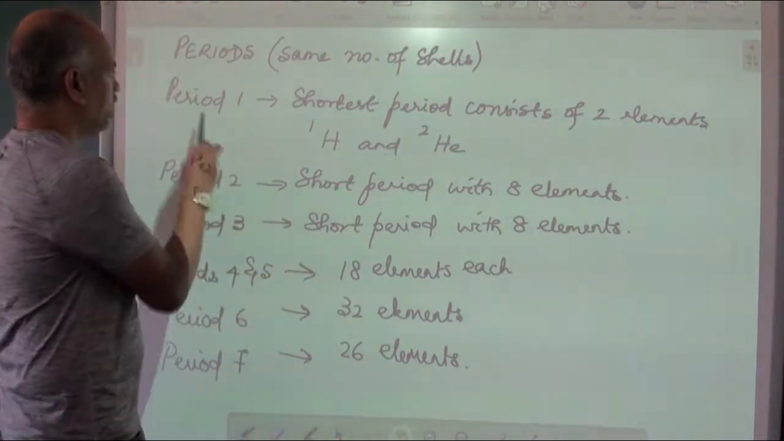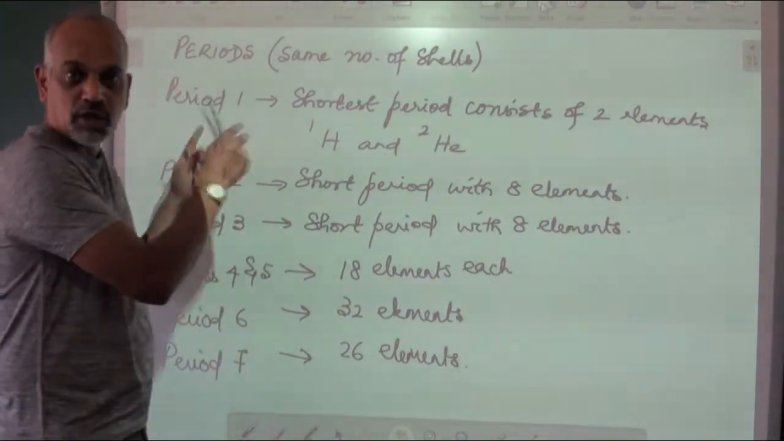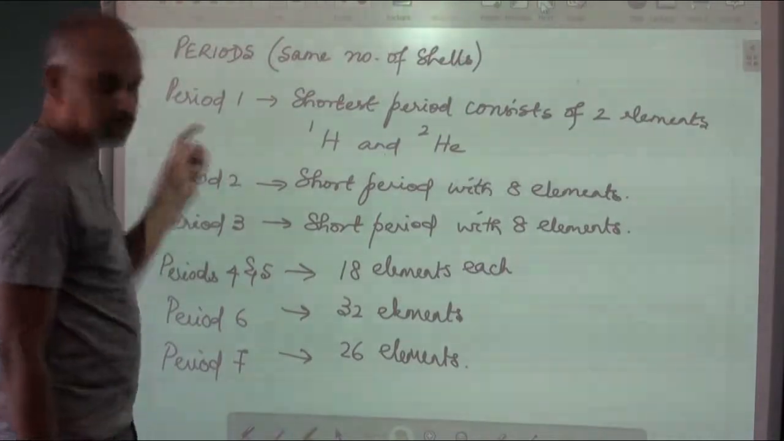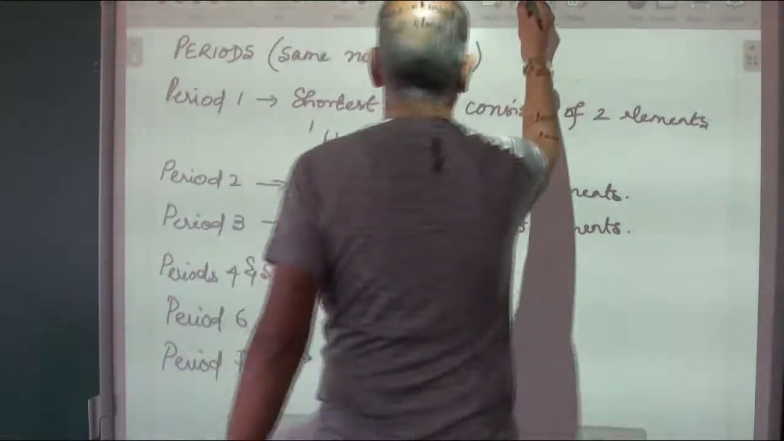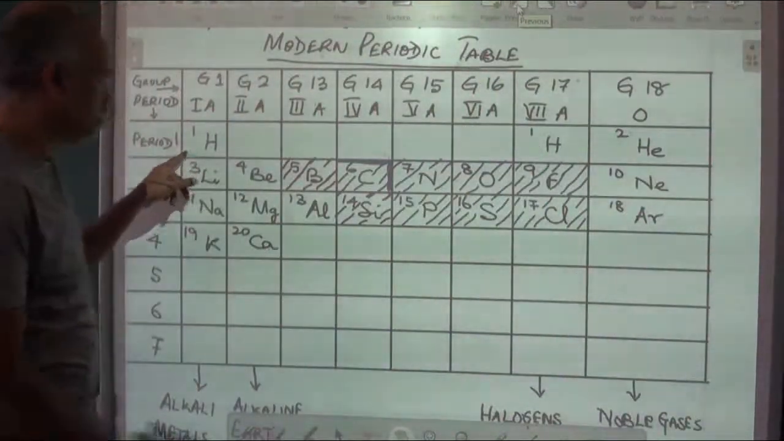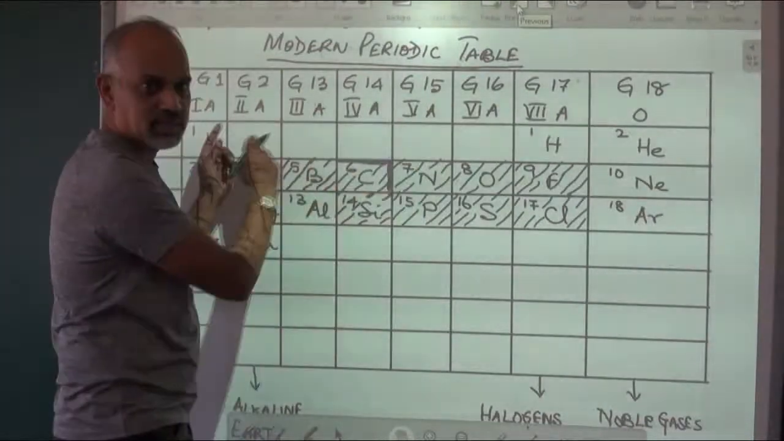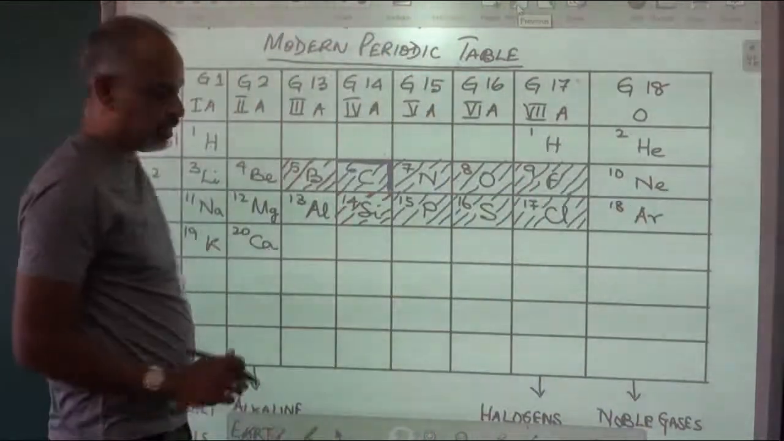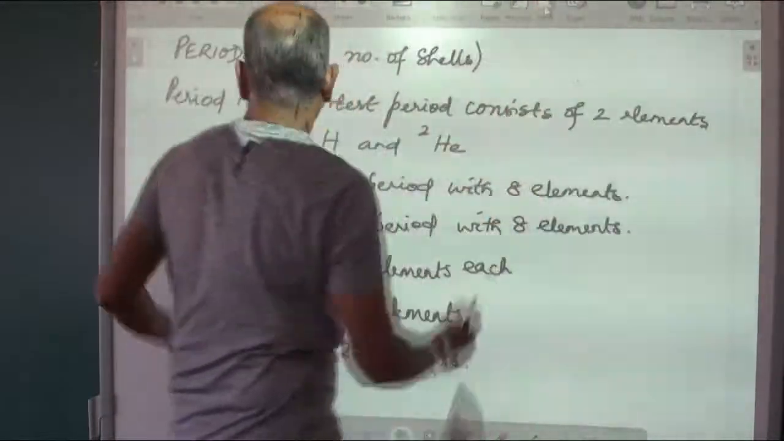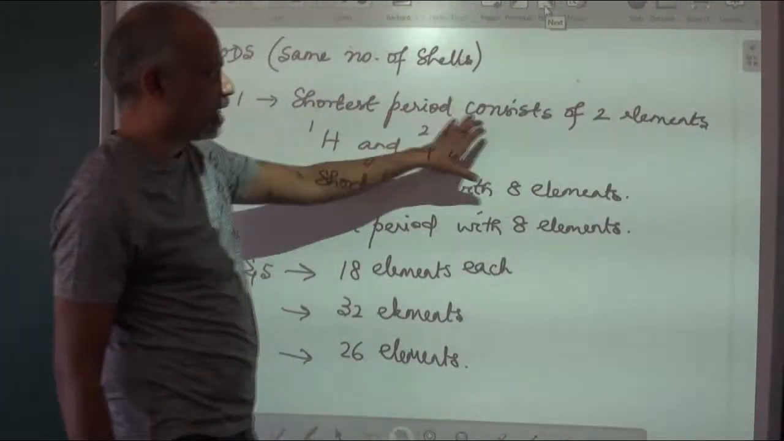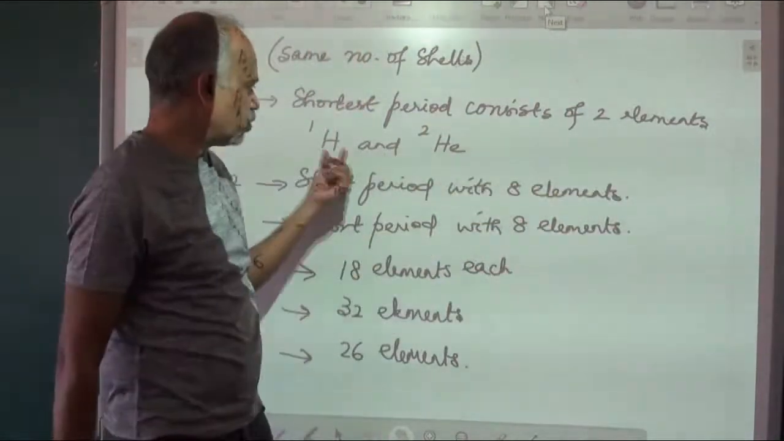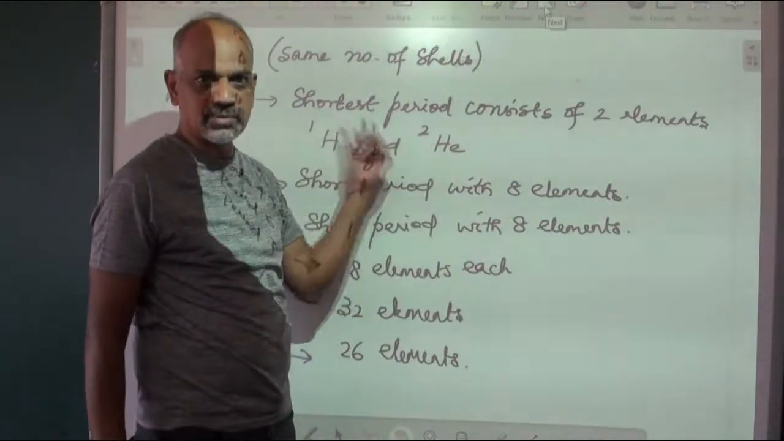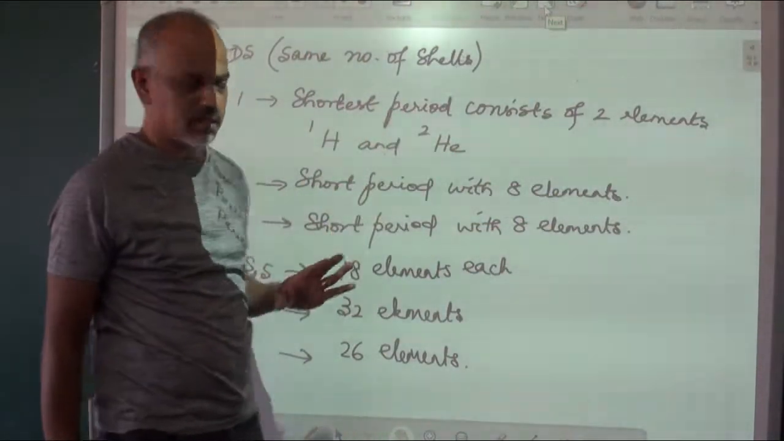Period 1 is the shortest period. You can see the previous one. Period 1, this is the shortest period. Why shortest period? It has less number of elements. There are only 1 and 2 elements. So period 1 is the shortest period consisting of 2 elements. The 2 elements are hydrogen and helium. That's why it's called the shortest period.